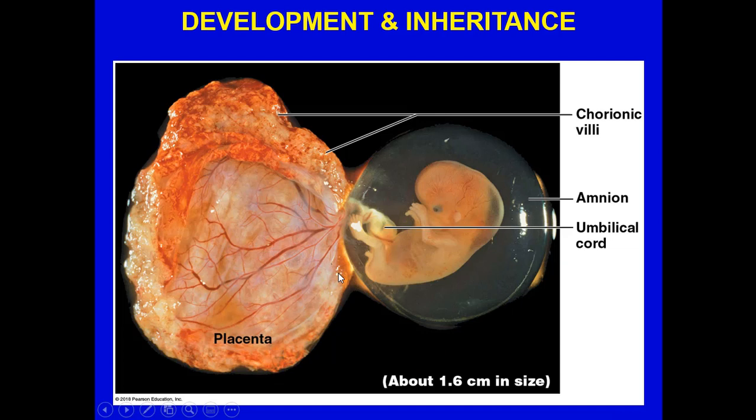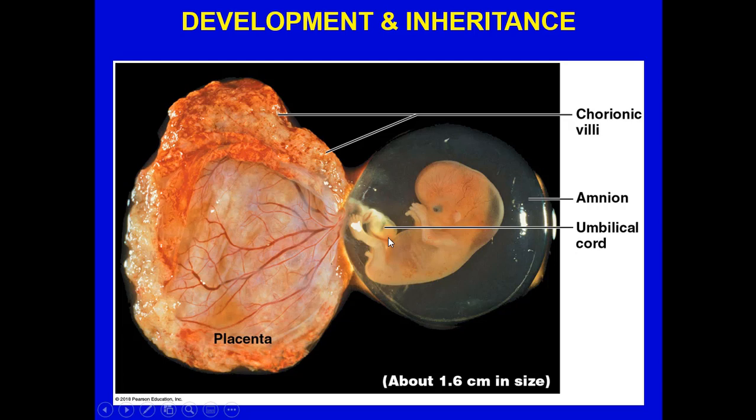If you move now to a later part of development, this is by about 6 weeks. You have an amnion, you have a well-developed structure of the placenta, and you can see also the chorionic villi over here. And you can see the arms, eye, developing brain, the eventual formation of the ear, legs here, and you can see the umbilical cord.